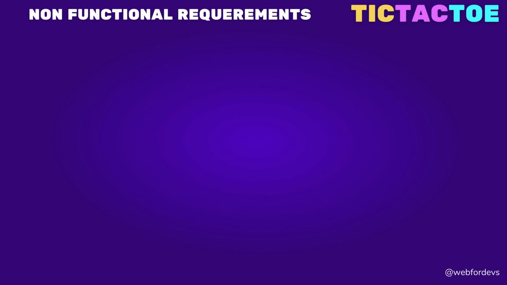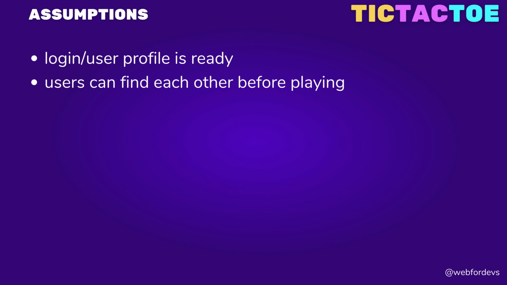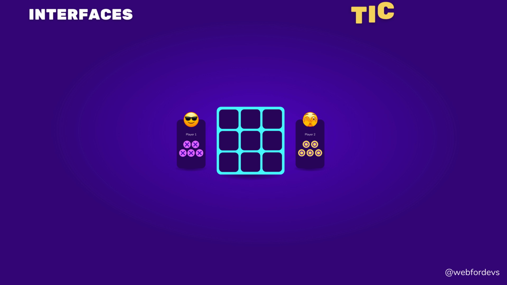Non-functional requirements. Fast response times are critical, especially for larger boards or network play. So here we will talk about performance. And the next one is accessibility. The game must be usable by people with disabilities, ensuring broad usability. Now let's make some assumptions. Users' login and profile are already done. Users can find each other before the game, so we are not going to work on the user's profile functionality and login.